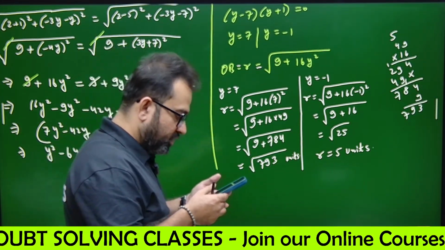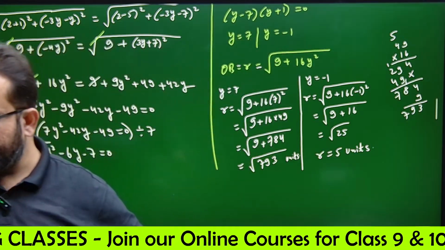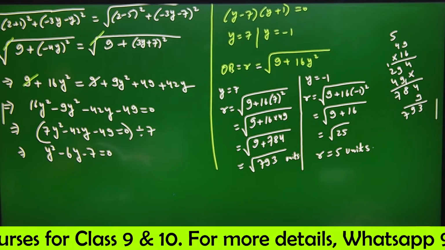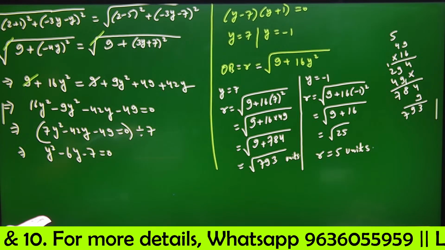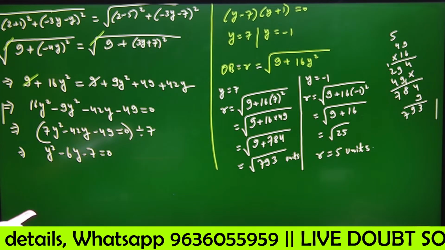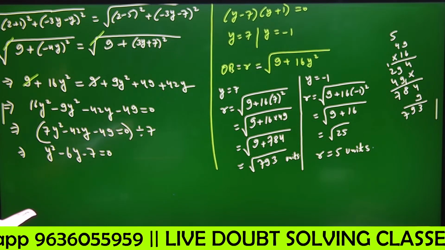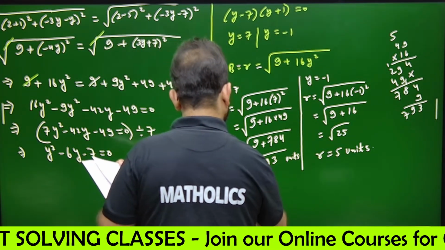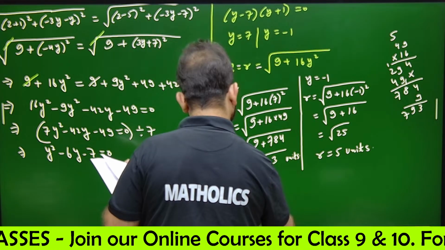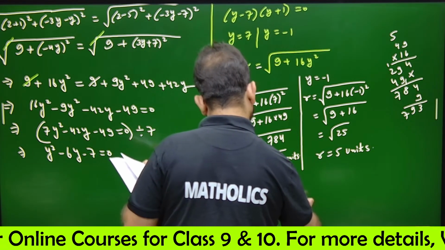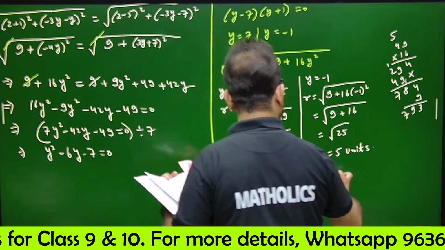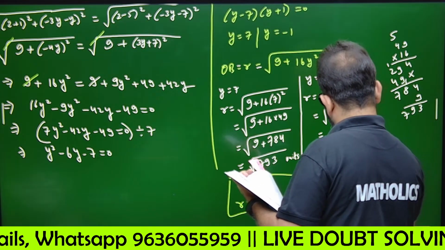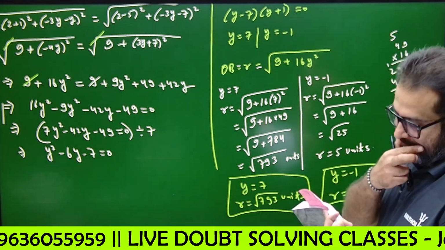Mr. Whomsoever you are solving this question, let me check in the book also. Don't worry. If there is some correction, we'll see it. Okay, so there are two answers. Finally, we are correct. If y equals 7, then radius equals under root of 793 units. And if y equals minus 1, then radius equals 5 units. So these are the two answers.